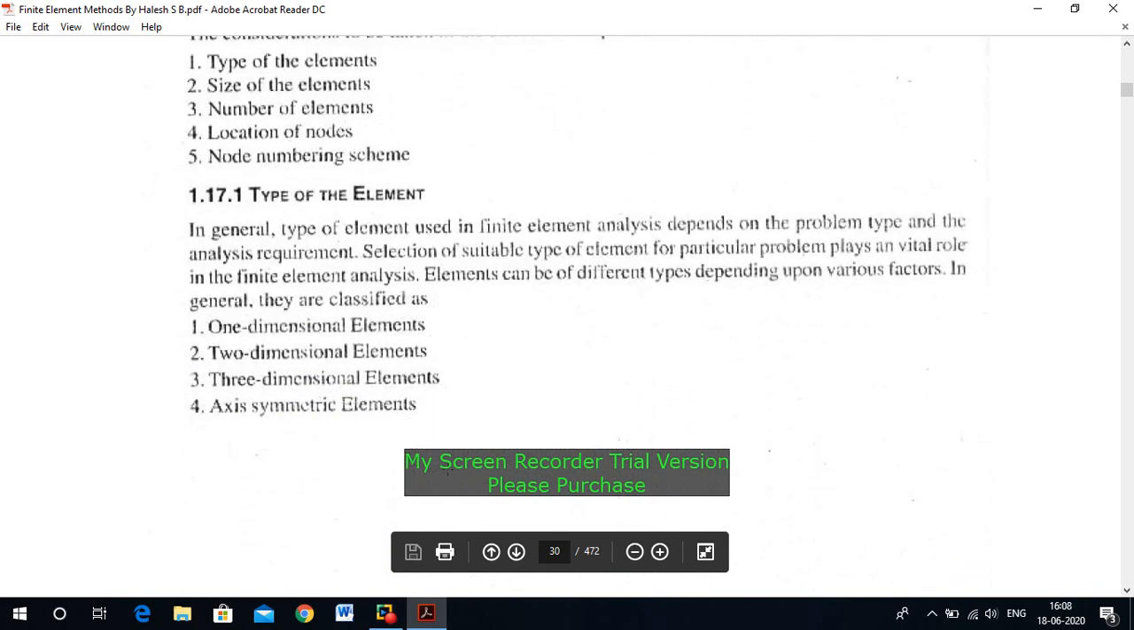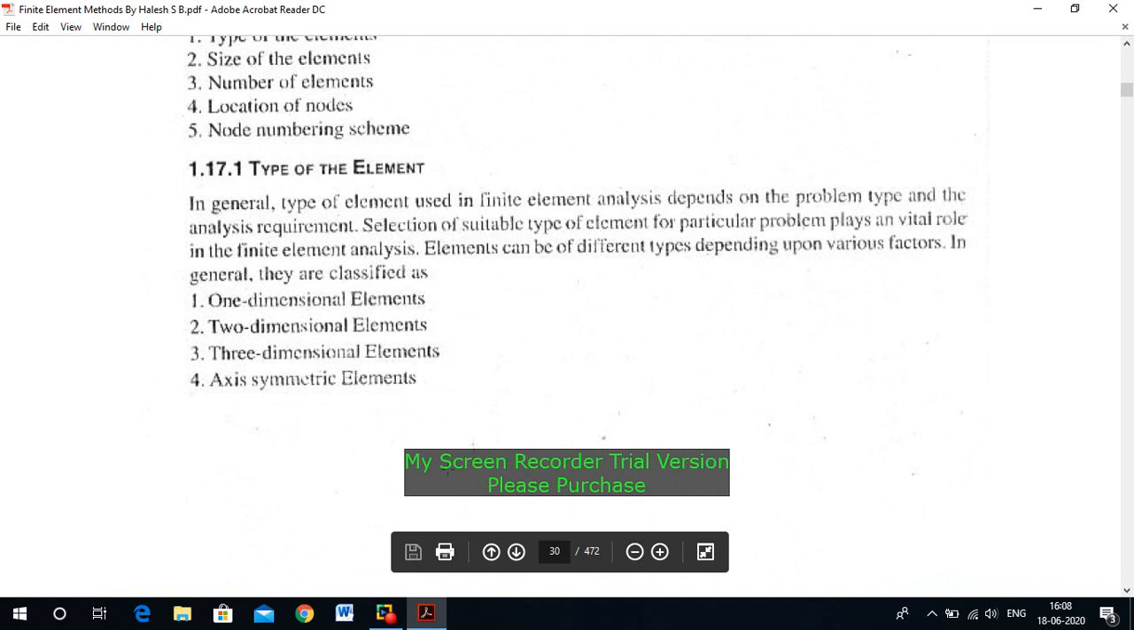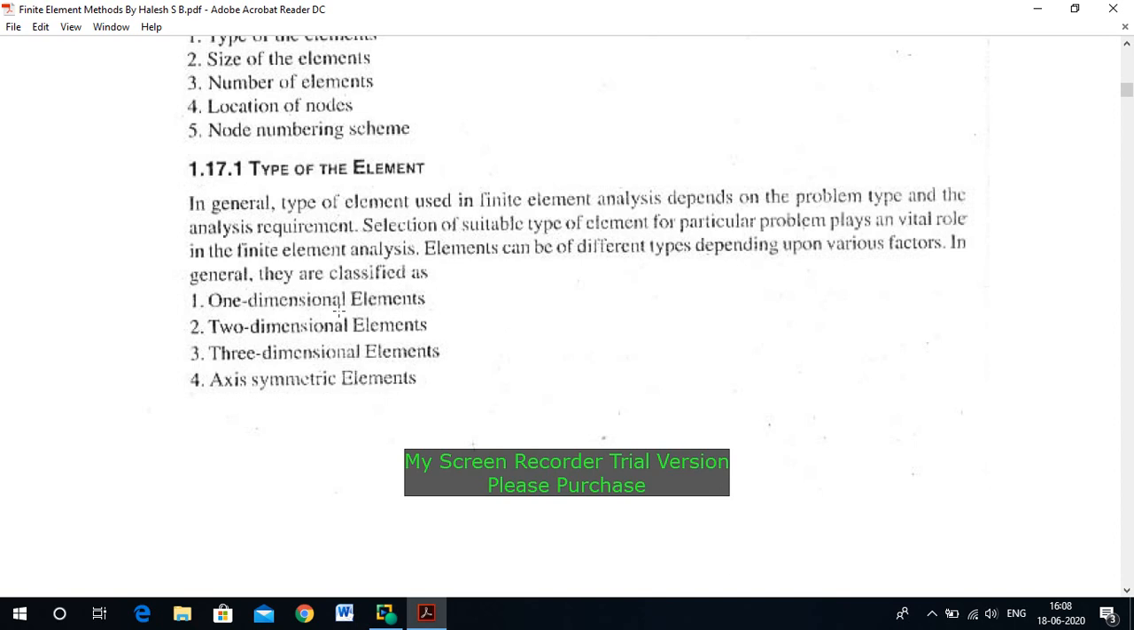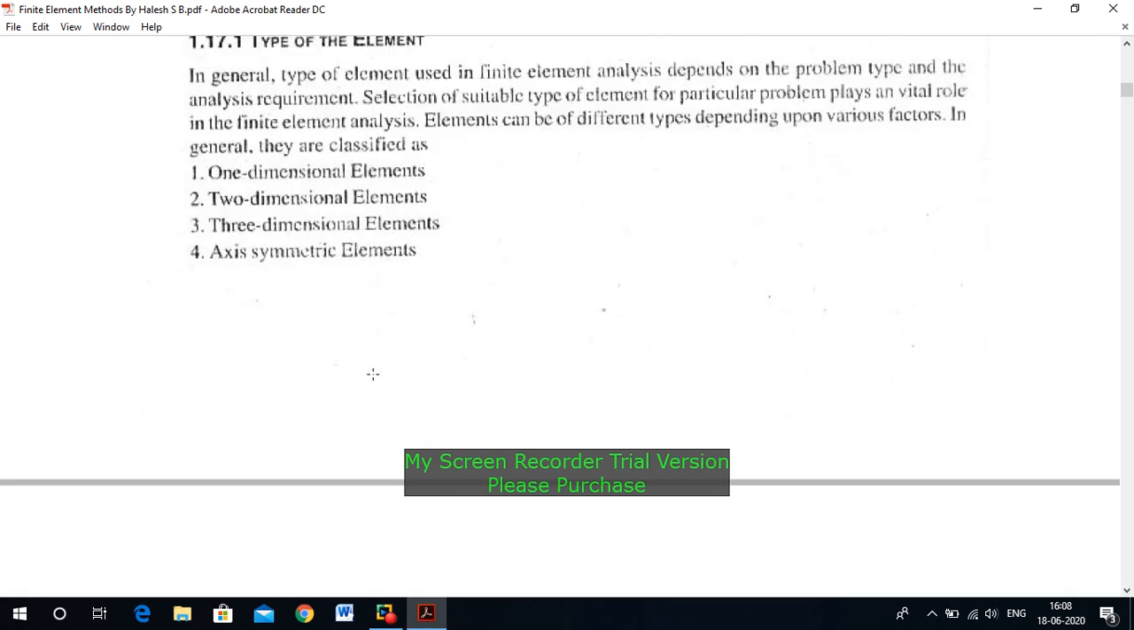Type of element. What is the type of element? After the discretization process we obtain so many elements. The elements can be of different types depending upon various factors. There are four important types of elements. They are classified as: first, one dimensional elements; second, two dimensional elements; third, three dimensional elements; and fourth, axisymmetric elements.